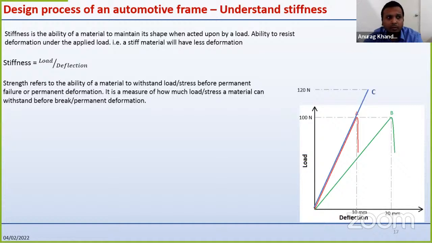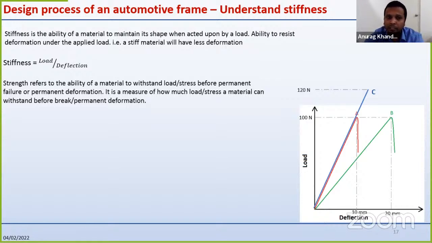Next, let us add one more material, material C. Now if you compare the material properties of material A and C, they both have the same stiffness, because at the application of 100 Newton, both C and A would deflect by the same amount. There is a slight overlap here, but material C is a stronger material because it can handle a higher load of 120 Newton. So with the difference between stiffness and strength out of the way, let us understand the importance of stiffness.